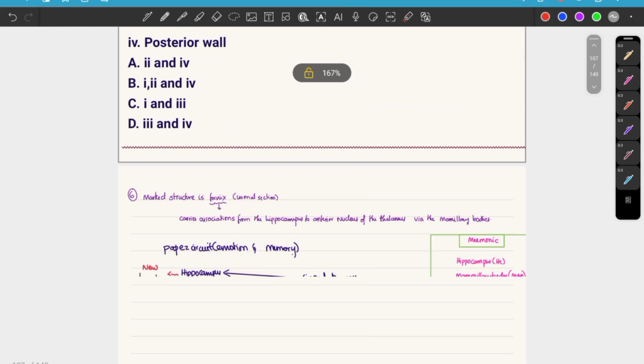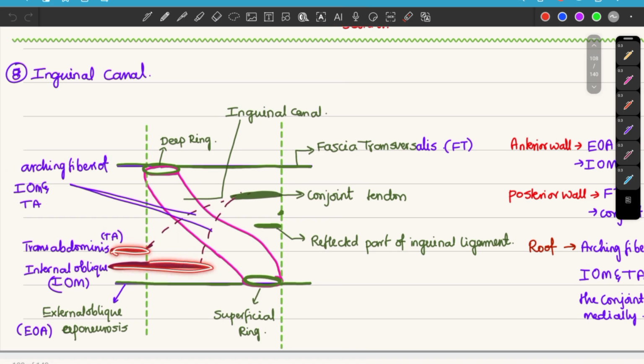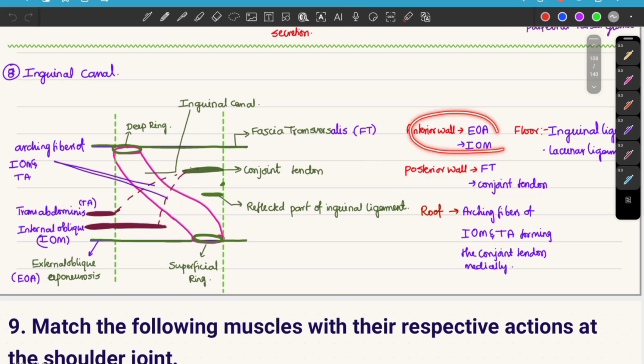Let's see the diagram now. Inguinal canal. This is the deep ring, superficial ring. This is the inguinal canal. See, I have told you transverse abdominis muscle and internal oblique muscle form arching fibers and this forms a roof, and forms a conjoint tendon. You can see here arching fibers form a roof, whereas conjoint tendon forms a posterior wall. Anterior wall is formed by external oblique aponeurosis and internal oblique muscle.